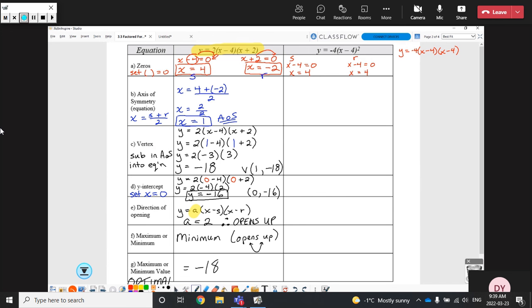So the axis of symmetry is s plus r divided by 2. And really that's 4 plus 4 divided by 2, which is 8 divided by 2, which is just 4. And we're not too shocked by that, especially after seeing what this thing looks like. AOS stands for axis of symmetry.